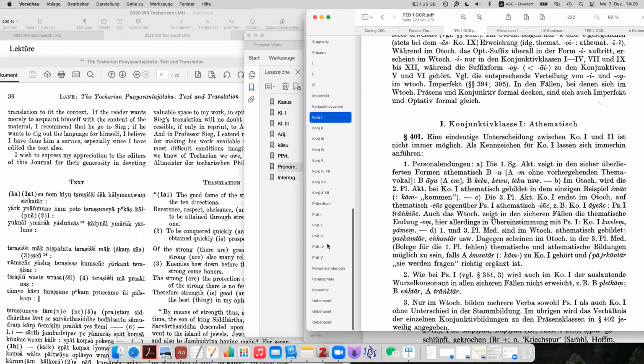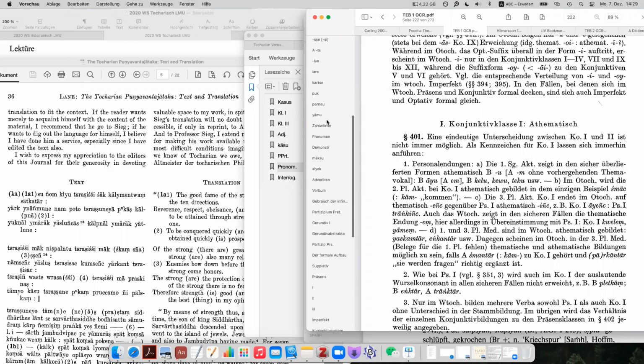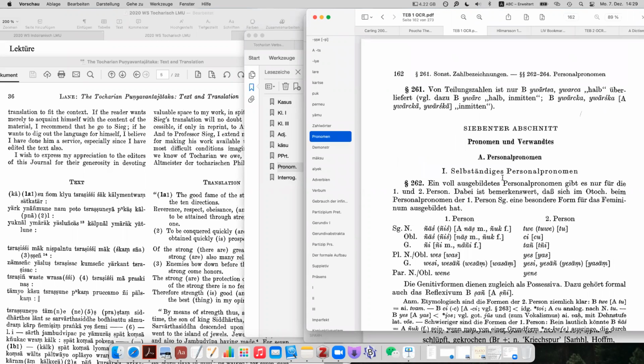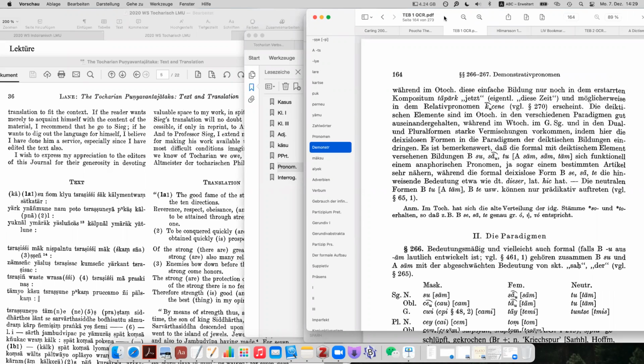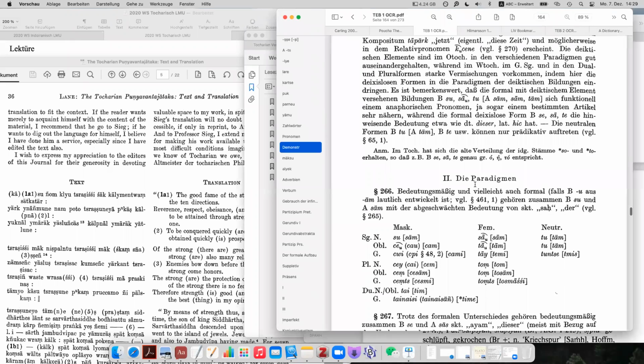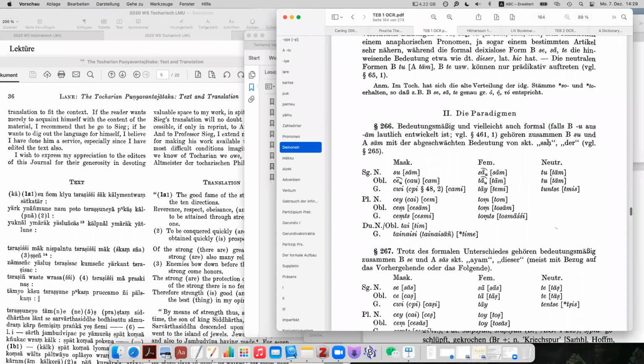Yes, you find it in the grammar. That's the first set, corresponding to Sanskrit sa or "there". Yeah, so it's actually anaphoric.